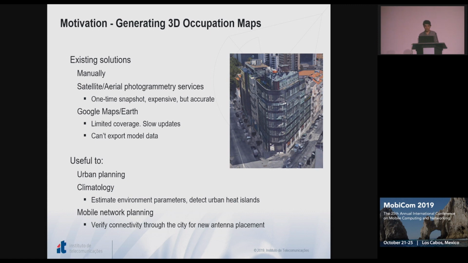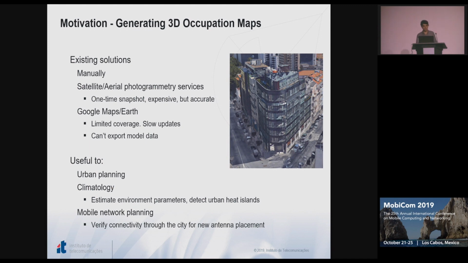The other one is using aerial photography services, where a plane goes around the region, taking very high definition pictures from multiple perspectives and sticking them together with an expensive service. Google Maps also has a very big database of building models, but they have many limitations, such as very limited coverage, and are very, very slow to update, taking many years to update a region. And also, you can't export the data.